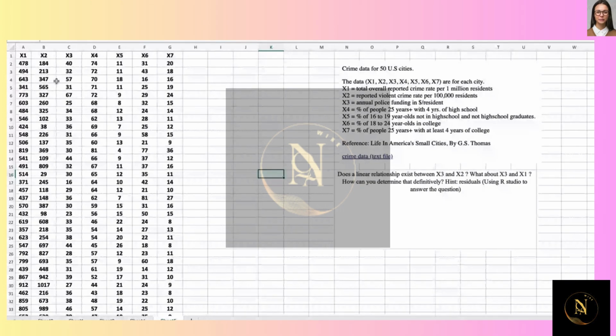It states that it's talking about crime data in the 50 US cities, and it has 7 columns. I know that you're familiar with what each column represents. So the question is, does a linear relationship exist between X3 and X2?